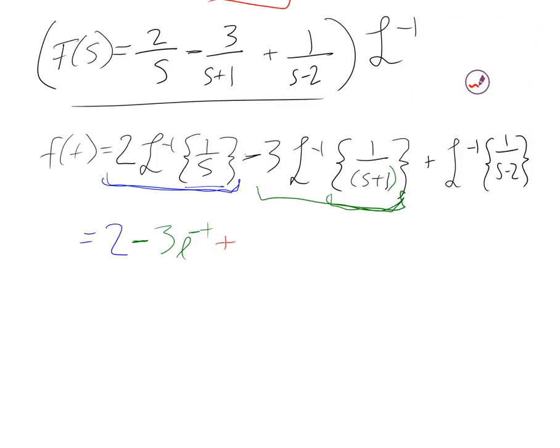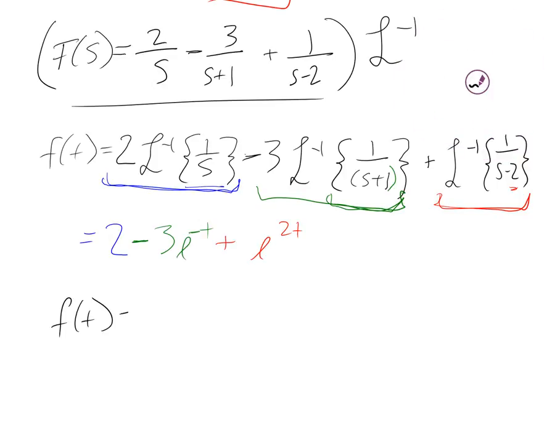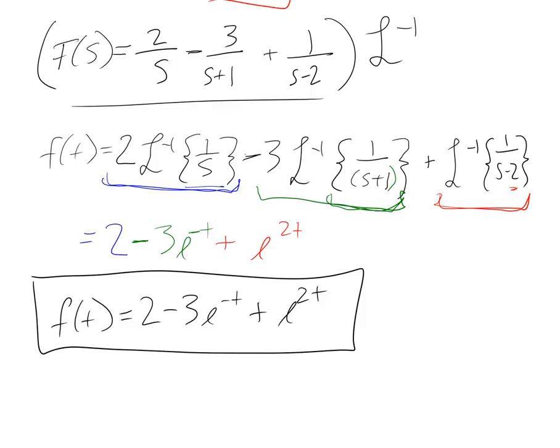And then we have plus this one right here, which is already in the form of e to the at, where a is 2, so e to the 2t. If we write that in full, we have f(t) is equal to 2 minus 3e to the negative t plus e to the 2t. So that is our answer for the inverse Laplace transform using partial fractions.